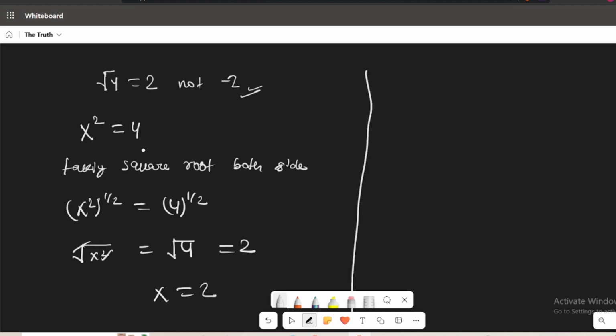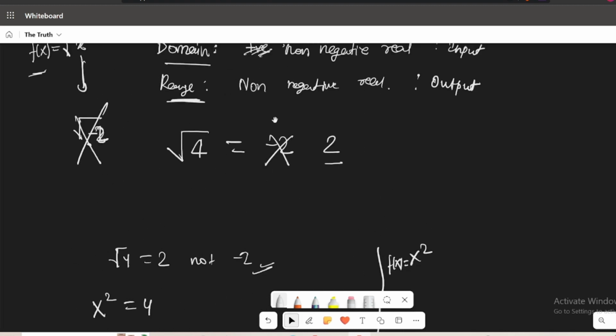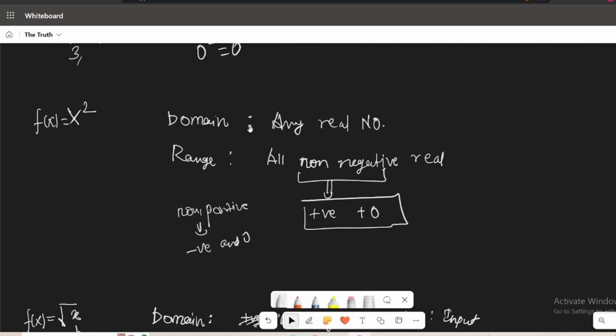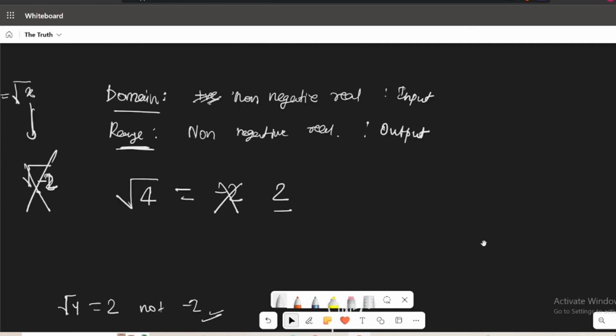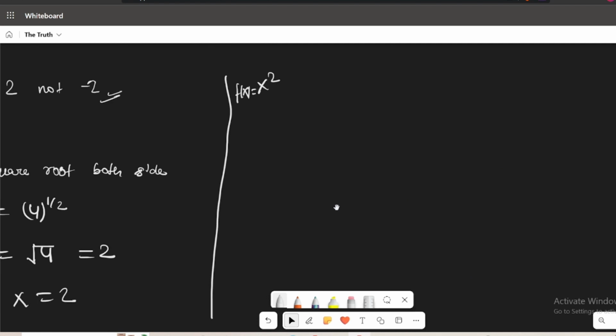But as I have already explained, if this is f of x, we know that the domain is any real number. So we can take a negative number also, but the range will always be positive or 0, right? So if this is our function, the input can be a negative number also. So if you take minus 2 square, it will be 4.